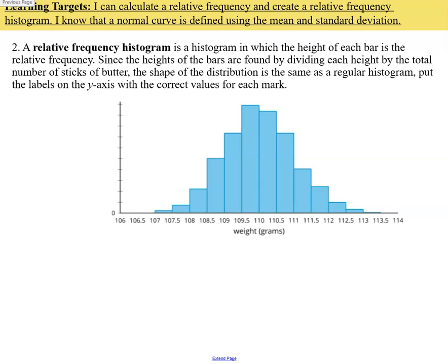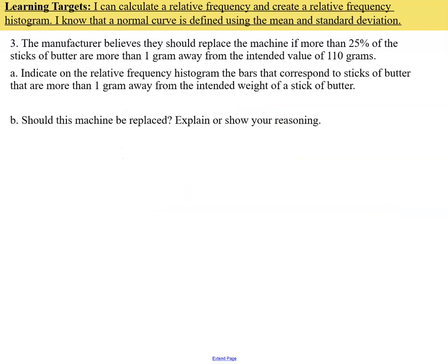And so hopefully you've had some time to fill in the percentages, and we want to move on to our next question, which says the manufacturer believes they should replace the machine if more than 25% of the sticks of butter are more than 1 gram away from the intended value of 110 grams. So it wants you to indicate on the relative frequency histogram the bars that correspond to sticks of butter that are more than 1 gram away from the intended weight. So that could be 1 gram below, or that could be 1 gram above. And then to decide if the machine should be replaced and to explain or show your reasoning.